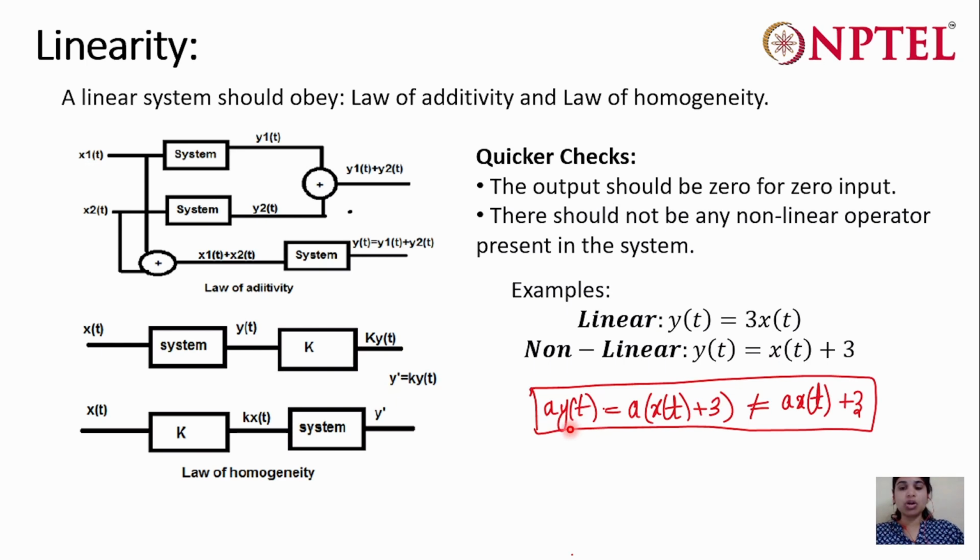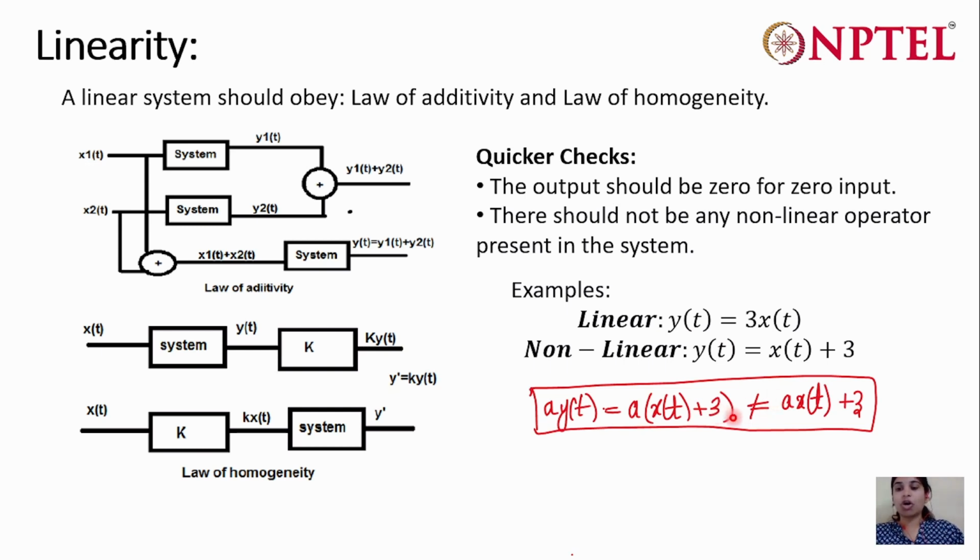Here we have shown the property of homogeneity. So this equation y of t is equal to x of t plus 3 does not follow law of homogeneity. How am I checking it here? I am scaling the output, a into y of t. What will this become? a into x of t plus 3, so a into x of t plus 3a.